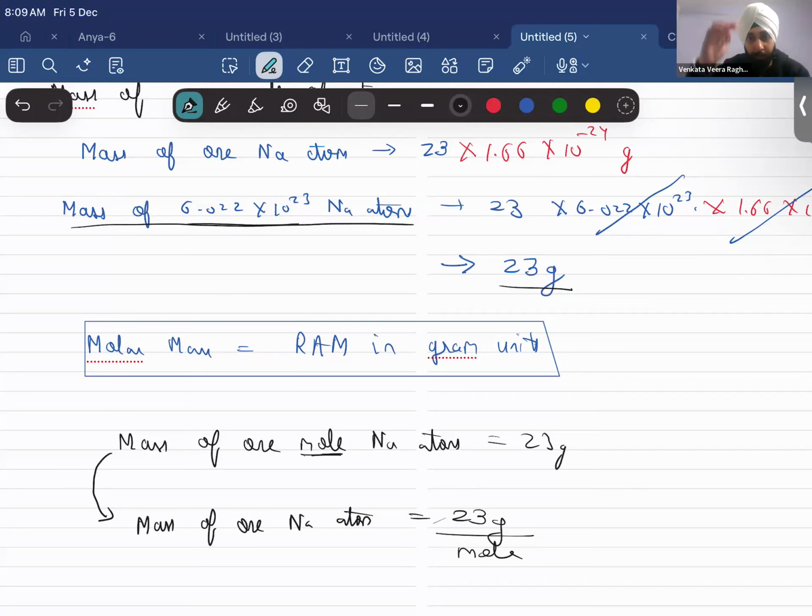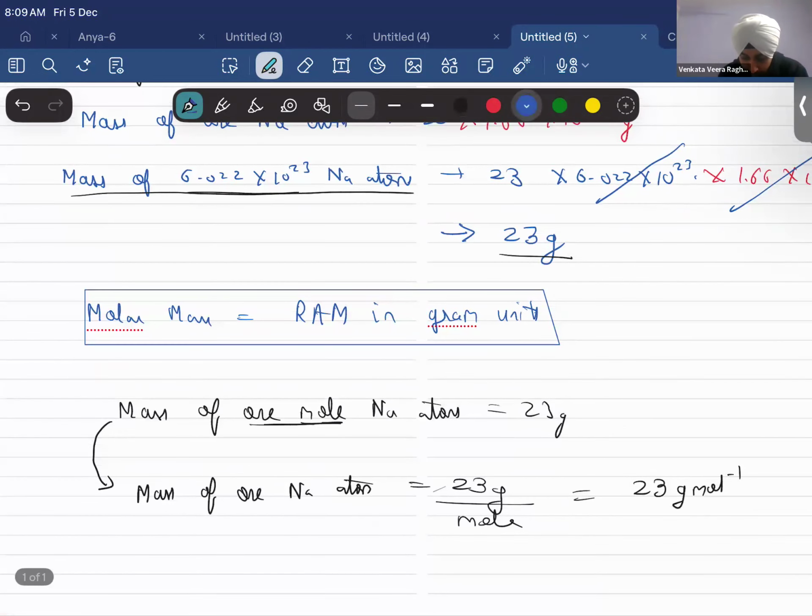23 gram on the top, and because I am going from 1 mole to 1 atom, I have to divide it by 1 mole. Yes, I have divided by 1 mole, so it is represented as 23 gram mole inverse. I hope it is 100% clear. So sir, what have you calculated? I have calculated the mass of just one atom. And you remember that mass of one atom is nothing but atomic mass.